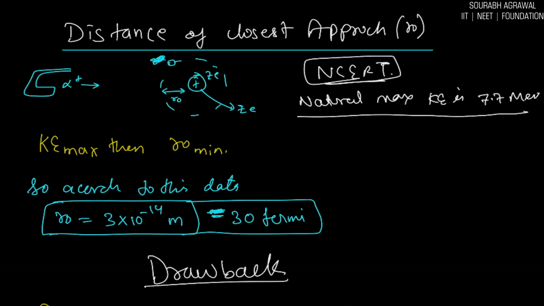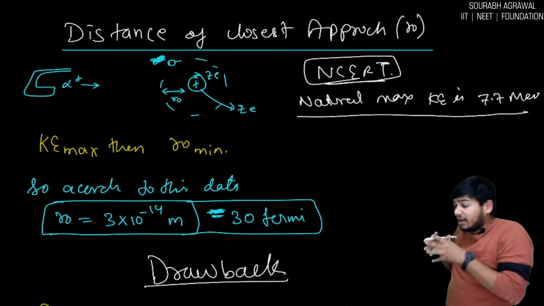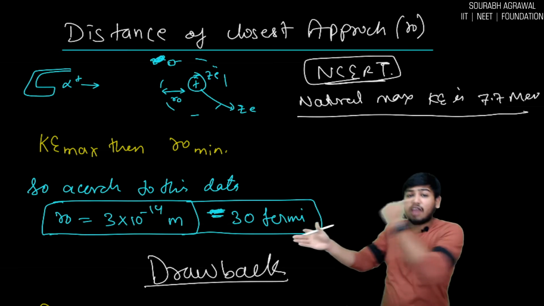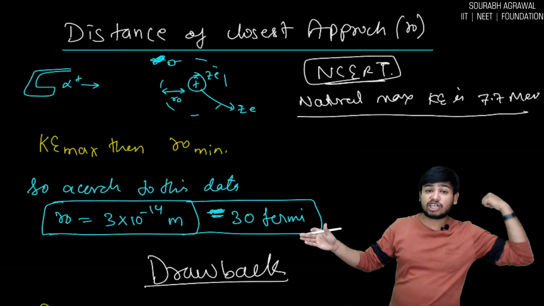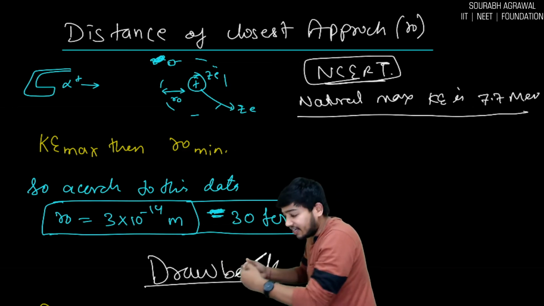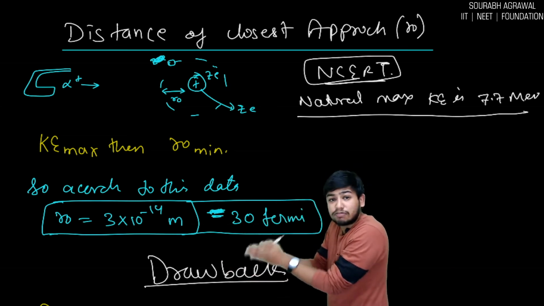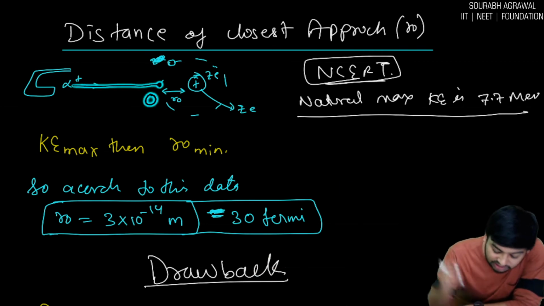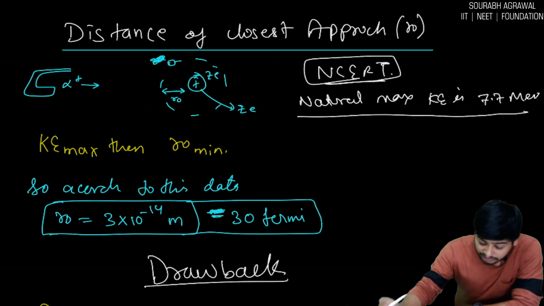Now this alpha particle has a very high kinetic energy in this direction, but the force is in the opposite direction. So what will happen? Its speed will decrease, and after some point, its speed will become zero. Are you getting my point?